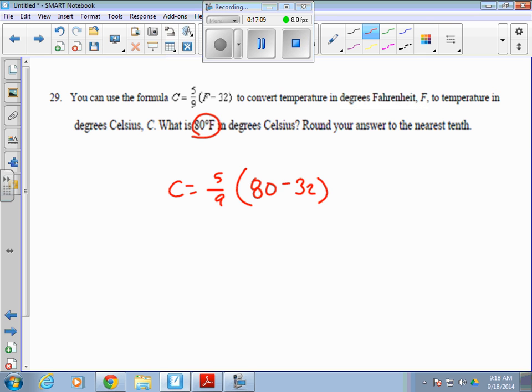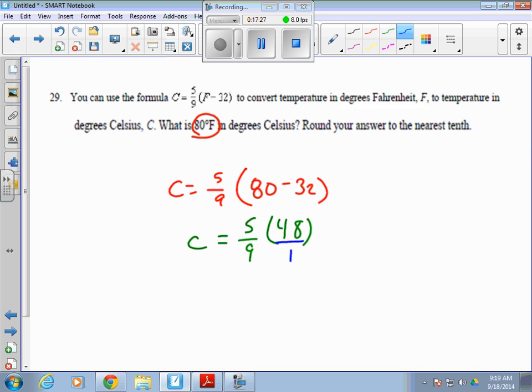80 minus 32, you need to borrow one from that. It's going to be 10 minus 2 is 8. And 7 minus 3 is 4. So we have 48 when we subtract those two. Times 5 over 9 equals C. You know that you can multiply fractions by putting everything over 1. Then you can multiply straight across.